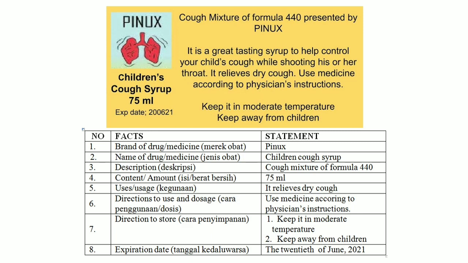And number 6, the directions to use and the doses. Use medicines according to physician's instruction. And number 7 is the direction to store. First, keep it in moderate temperature. And second, keep away from children. And the last one, the expired date is on the 20th of June 2021.